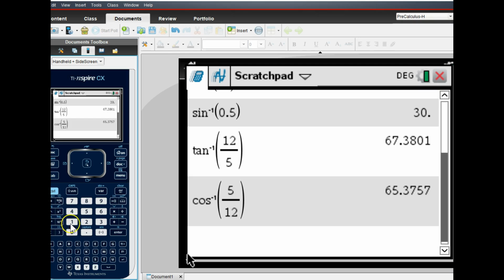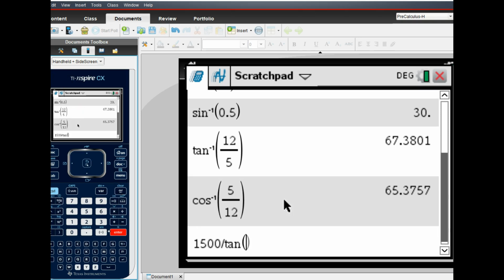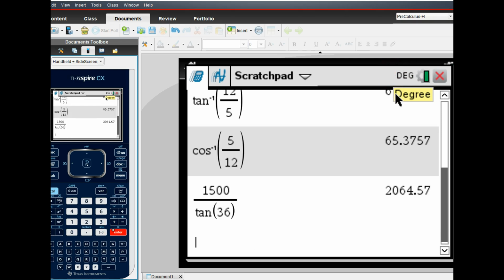So I come here. 1500 divided by. And how do I do tan? Push the trig button. Go over to where it says tan. Push enter. Here it pops up. And what angle am I trying to do? 36. Make sure it's in degree mode. Check out the top right hand corner. It says degree. Enter. Hey, look, 2064.57.